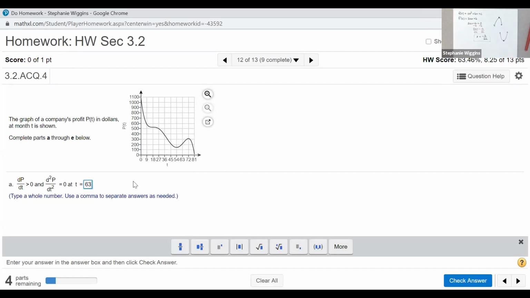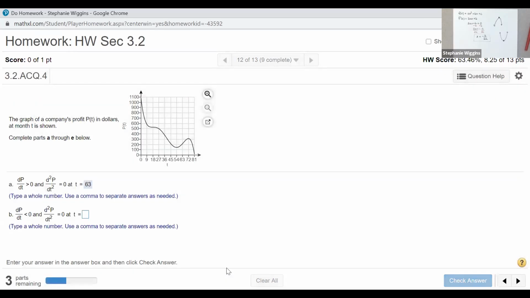And after 63, there are no other inflection points. So this is the only answer that we have. Part B. Now we're looking at where the derivative is less than 0. That is when the function is decreasing. And then we also want to find when it is decreasing, but also having an inflection point.